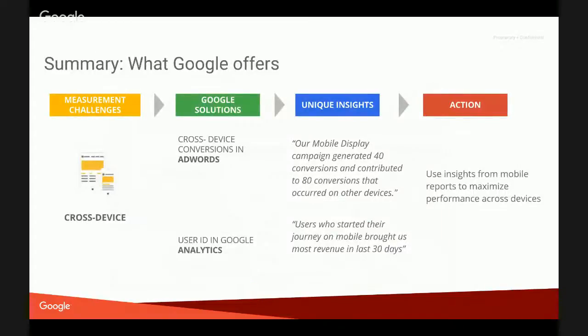So there is a challenge nowadays when it comes to cross-device measurements. And at Google, we have two solutions to the problem, two solutions that we already mentioned in a previous session. The first one is AdWords cross-device tracking, and the second one, which we are talking about today, is user ID in Google Analytics. The first one helps you understand how much mobile contributes to your overall conversions, and the second gives you a better understanding of your users' behavior across devices and how they impact your bottom line.